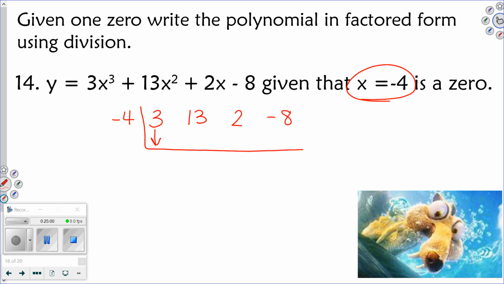Okay, so go through your synthetic. Multiply, negative 12. Add gives me 1. Multiply is negative 4. Add is negative 2. Multiply gives me 8. Add 0. What happens when the directions are factor and I do not get a 0 at the end? You did it wrong.